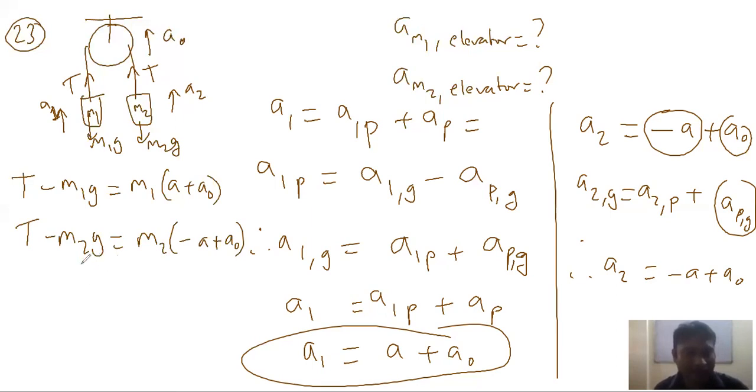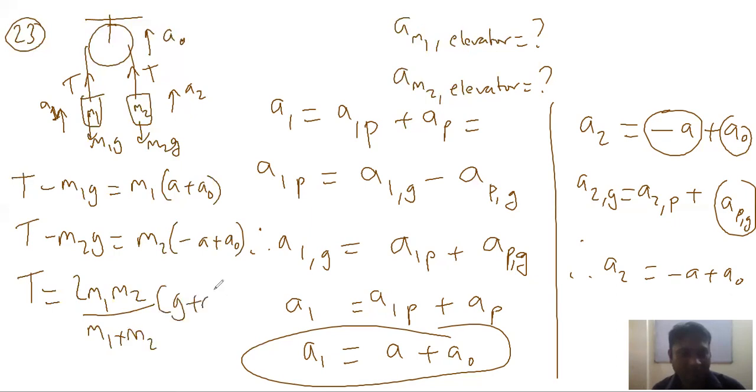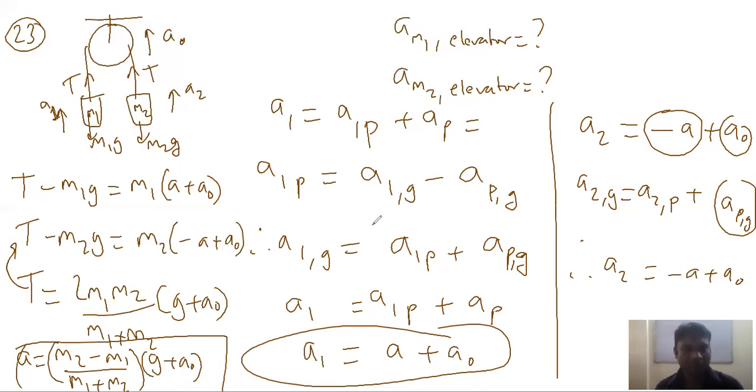Now, if I solve these two equations, let us say add these two equations, I will get the value of tension T. It will come out to be 2 M1 M2 upon M1 plus M2 into G plus A0. Also, if we substitute the value of tension in any of the above equations and get acceleration, it will be M2 minus M1 upon M1 plus M2 into G plus A0. So this will be the value of acceleration. So this is how we'll solve question number 23.